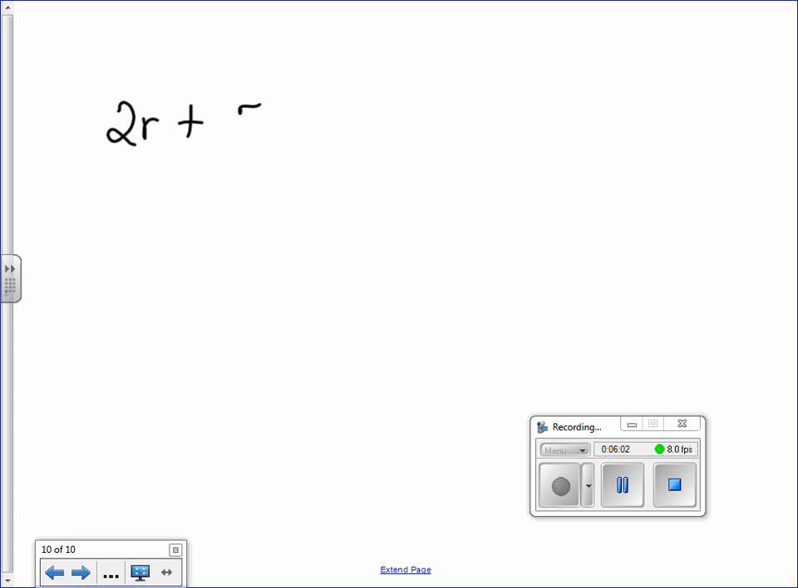2r plus 7 minus 6r plus 4. All right, we have two sets of like terms here. What are the two sets of like terms? 2r, 6r, and 4. Right, the r's and then the numbers. Does anybody know what a number without a variable is called? It's a constant.